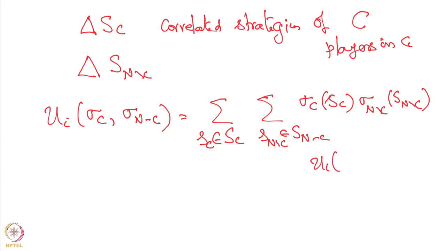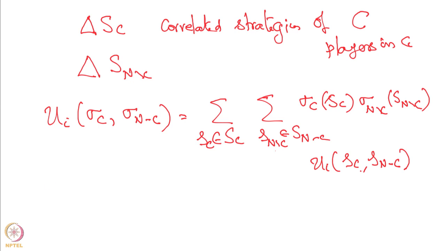Ui SC. Basically, if they choose SC with probability sigma C SC and SN minus C with probability sigma N minus C SN minus C, then they will get Ui SC SN minus C with the probability sigma C SC into sigma N minus C, and sum it over all of these. So this is the utility that they will get.